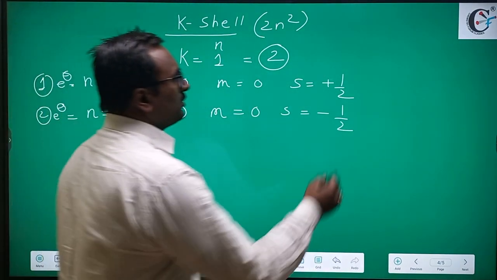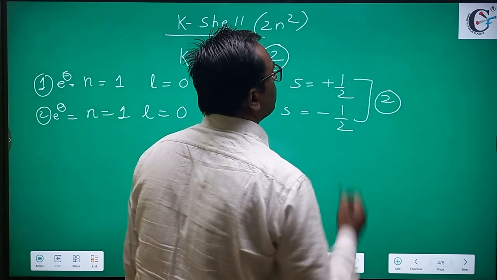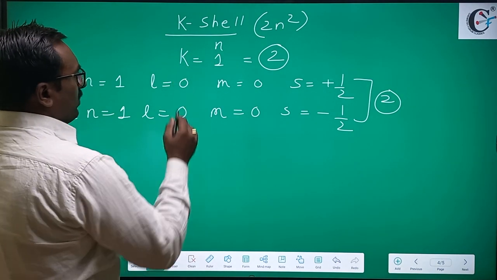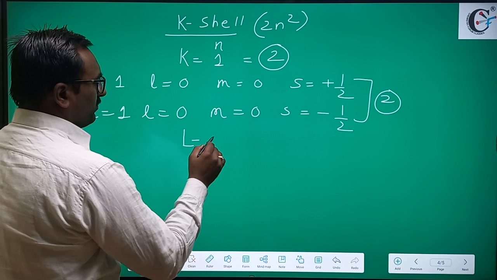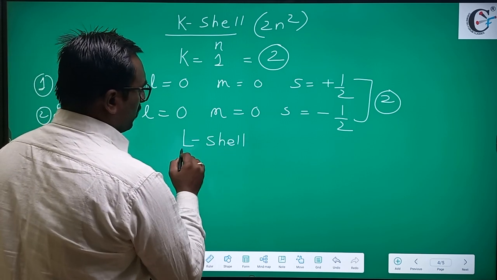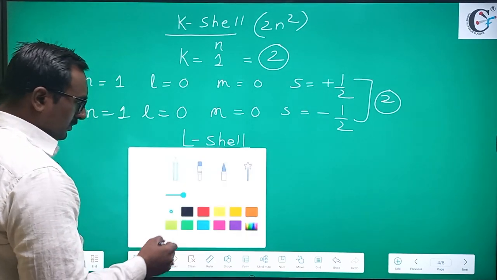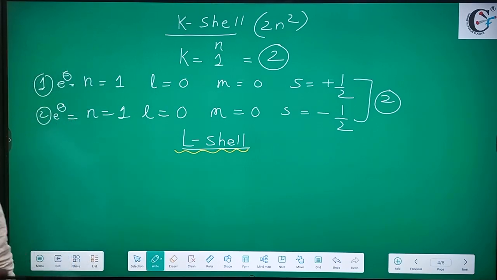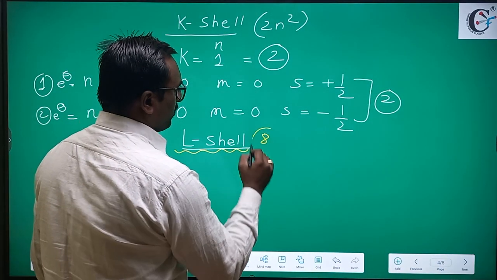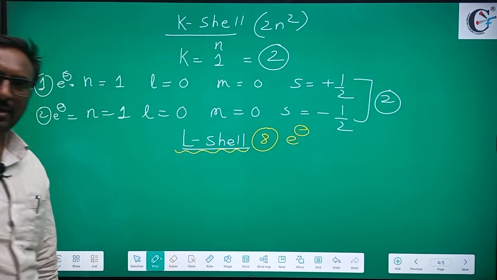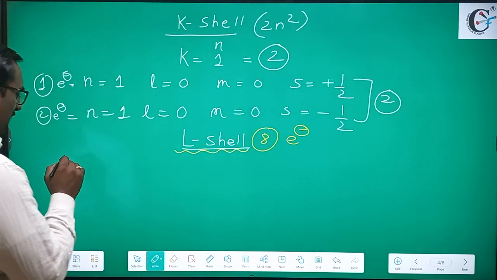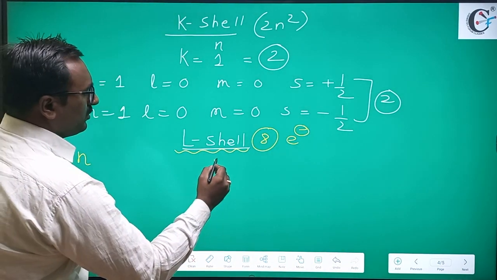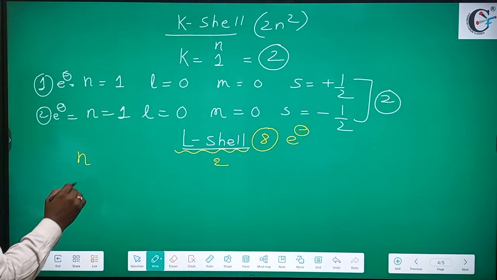So total electron count, total electron is 2. Okay. Now we have L shell. Now we know that in case of L shell, maximum electron carrying capacity for L shell is 8 electrons. Now, how are these 8 electrons accommodated? We have n value. L shell means n is equal to 2. If n is equal to 2, then l will have permissible values.